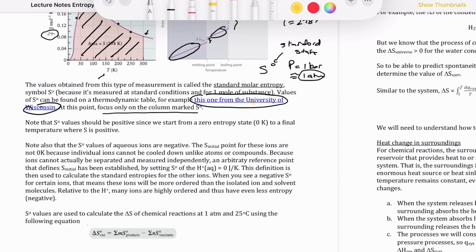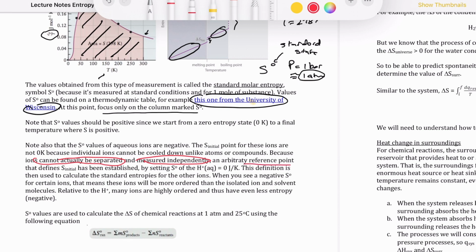The reason why those ions have negative entropy values is because it's not really possible to do the same type of experiment that we just mentioned, where we take something to 0 Kelvin and bring it all the way to 298 Kelvin, with ions. Ions cannot be separated. They can't be measured independently like that. We can do it with compounds, we can do it with solids, liquids, but we can't do it with ions.